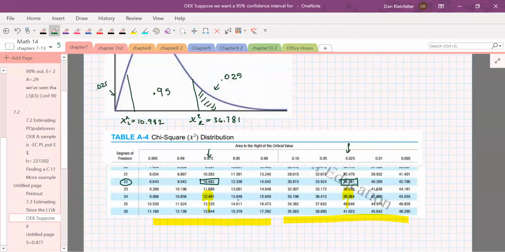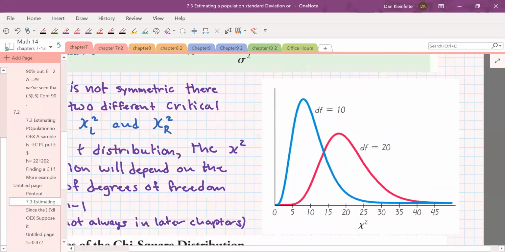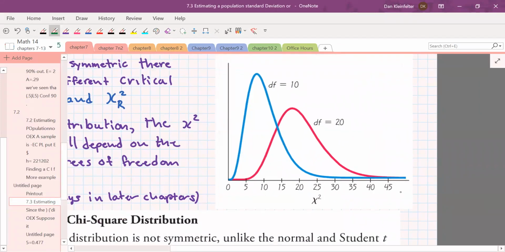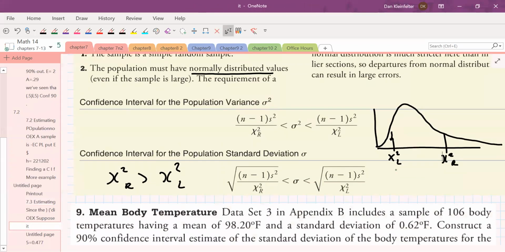values in our chi-squared distribution are positive, right? So the chi-squared values start at 0 and go up. The further to the right, the bigger they are, okay? But all are positive. So in here, our chi-squared right and our chi-squared left are always positive values.